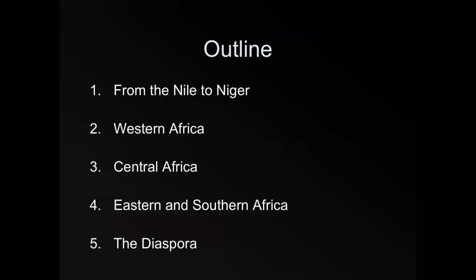So the outline of this class, I'll start with from the Nile to the Niger. There's a Francophone country called Niger, and it's the same word, but usually people anglicize it. What I'm talking about here is the Niger region, which is much bigger than the country of Niger. So that's what I'm going to do throughout the class, not to confuse you, hopefully.